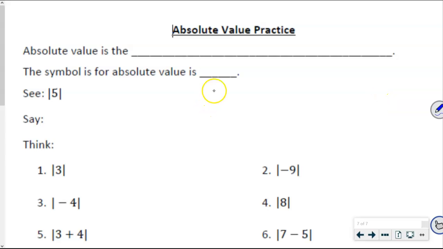All right, absolute value practice. The absolute value is the what? We just talked about it. Who knows what they want to write here? Good. Alexis, what would you write? Perfect. The absolute value is the distance a number is from 0.